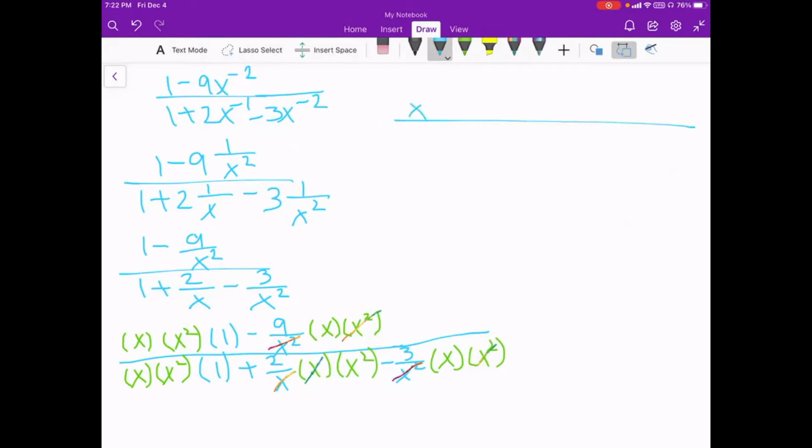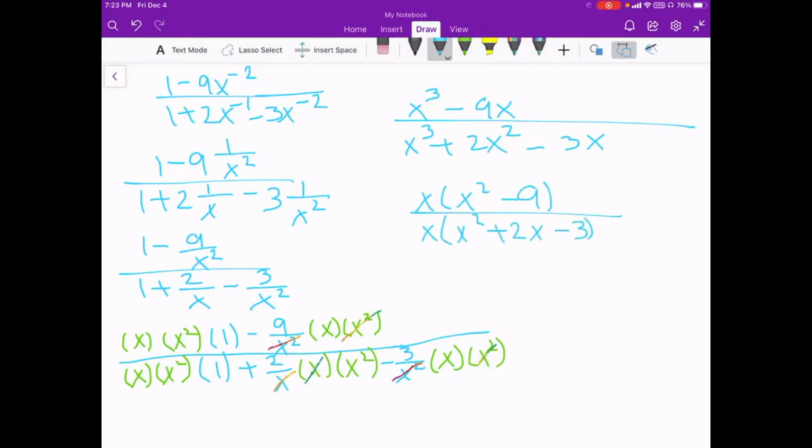So the first one, that should give me x to the third and negative 9x. And then the bottom, I should have x to the third again plus 2x squared minus 3x. Now that you have that, you have to simplify this fraction, and the way you simplify a fraction is by factoring the denominator, factoring the numerator, and then canceling the common factors that you found.